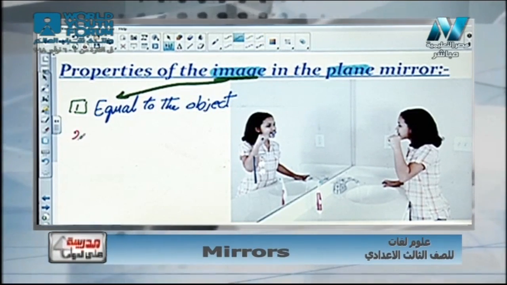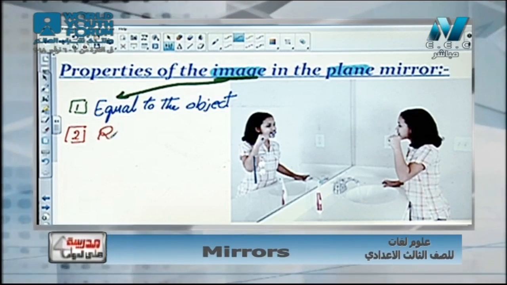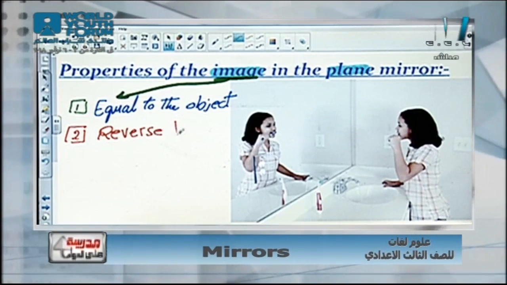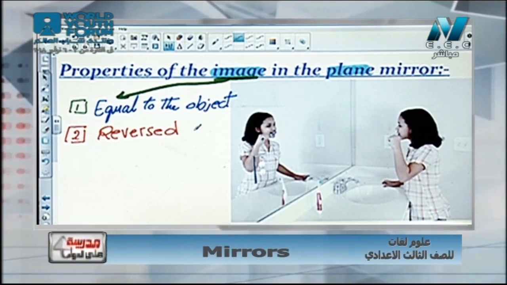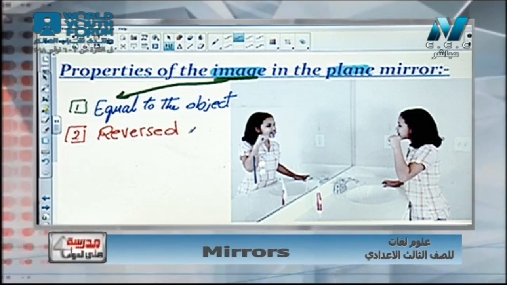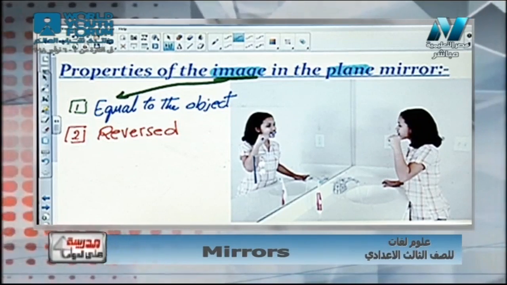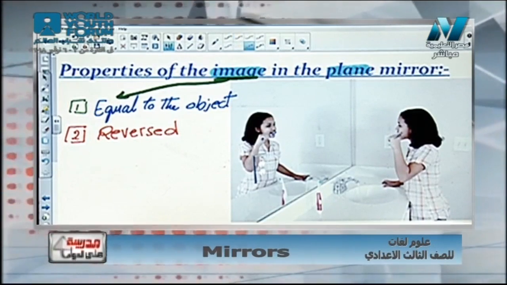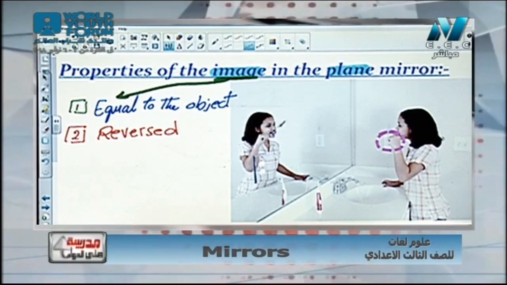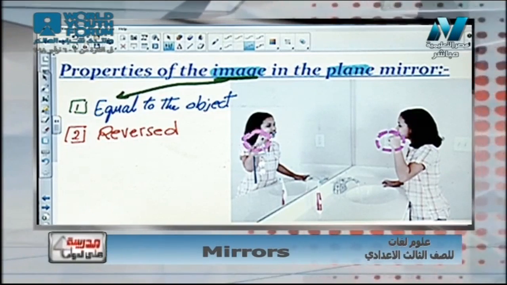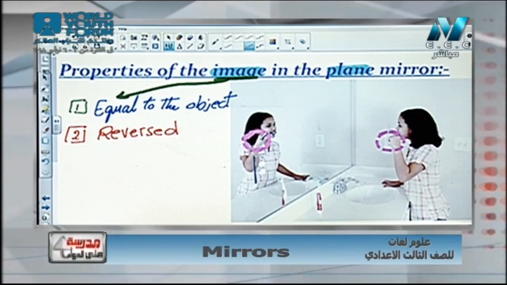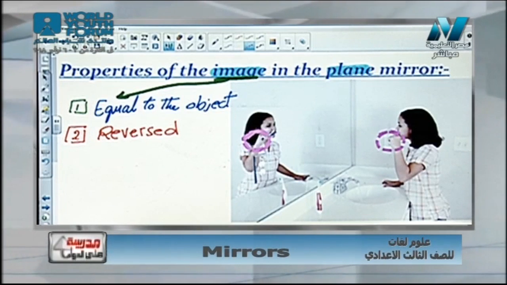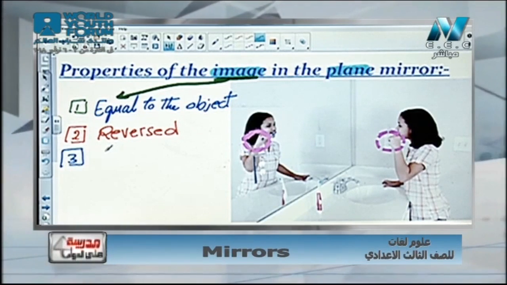Number two, the image is reversed, or laterally inverted. Be careful with the word inverted alone, which means upside down. We say laterally inverted or reversed. As we see here, this is the left hand on the mirror, so here we have the right hand of the image. So the image is reversed, and we can't read correctly through a plane mirror because the image is reversed.